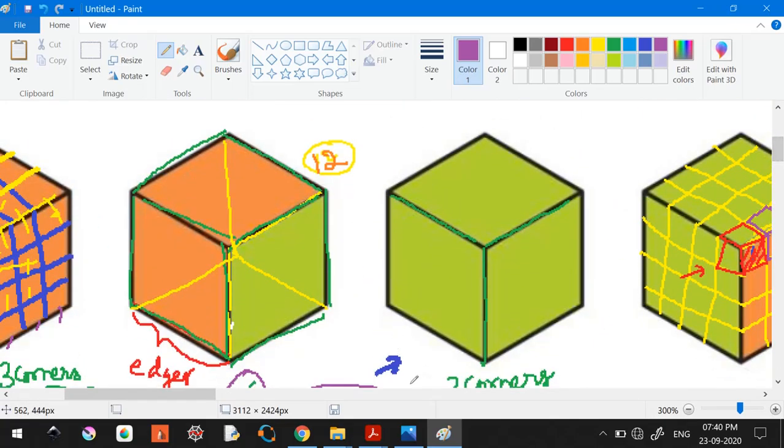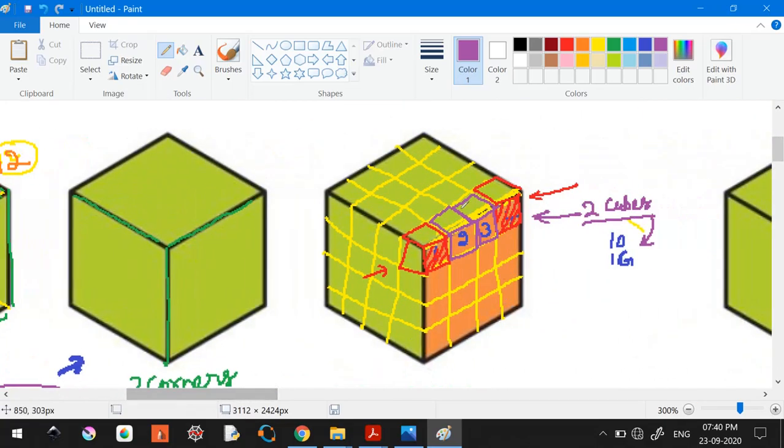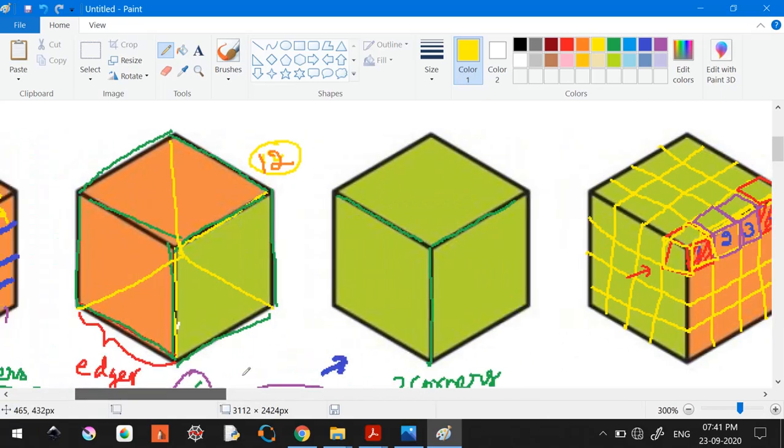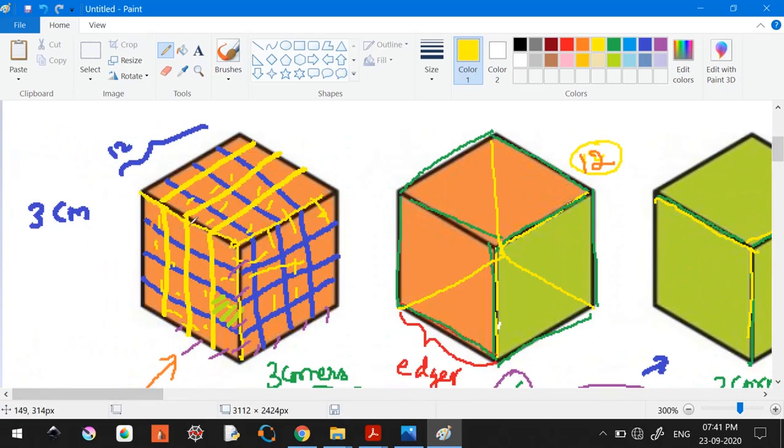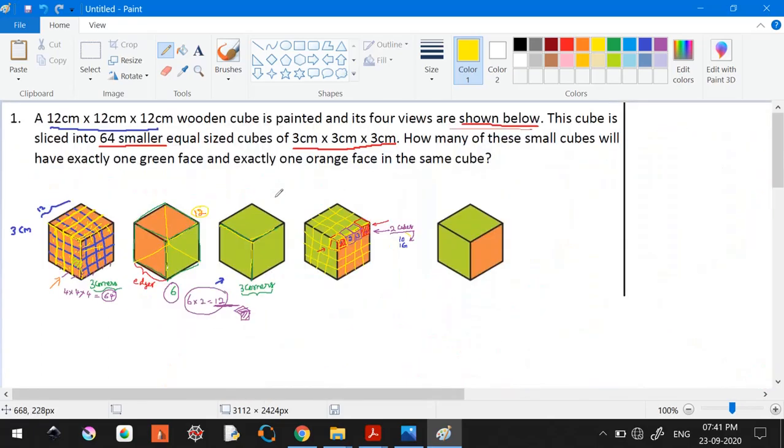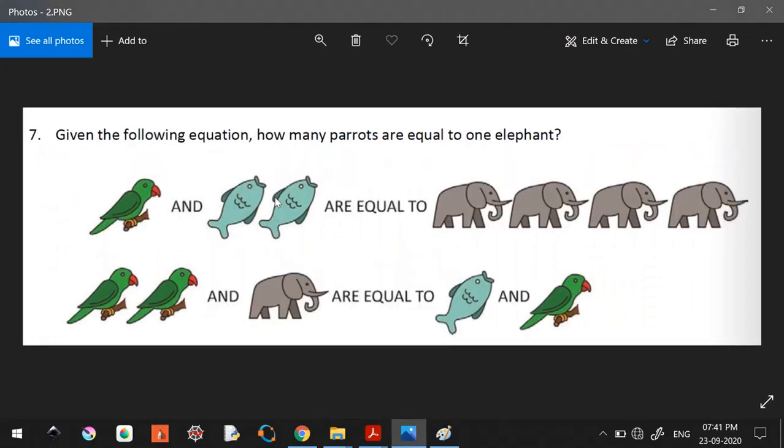You just need to be careful with the corner cubes, which will be having a common share, and you also need to identify which ones to skip. Like this, we have to skip 3 corners, and likewise we have to skip these 3 corners, right? So I hope you got this. That's why I have taken this question. Let's move to the next question.